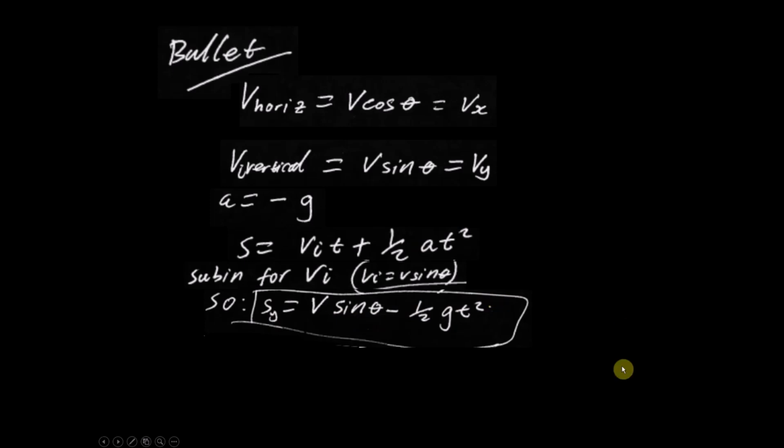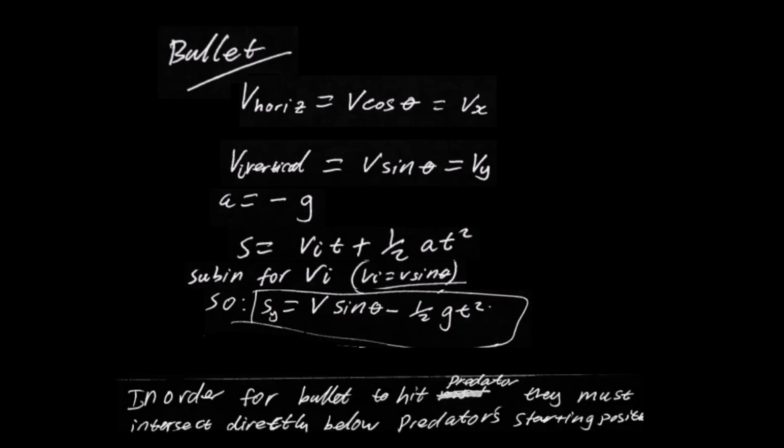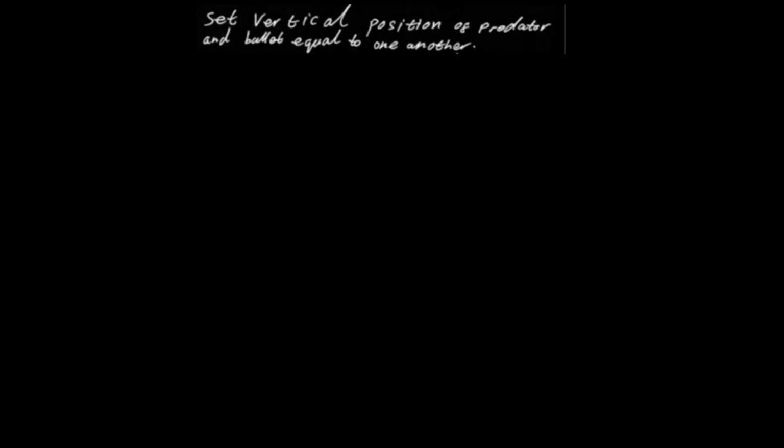Now this should be similar to our order of operations that we looked at for the bullet drop, remember. So in order for the bullet to hit the predator, they have to intersect directly below the predator's position. So let's set the vertical position of the predator and the bullet equal to one another. By doing so, we're creating a solution for a scenario where the bullet hits the predator. And this is very much the same kind of solution you'll find for, say, firing solutions for submarines and torpedoes, or Patriot missiles taking out ICBMs and Scuds. So we set the vertical position of the predator and the bullet equal to one another.